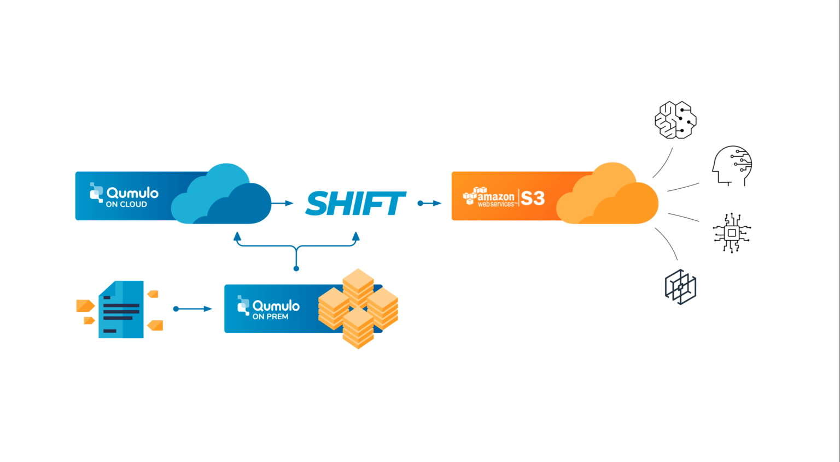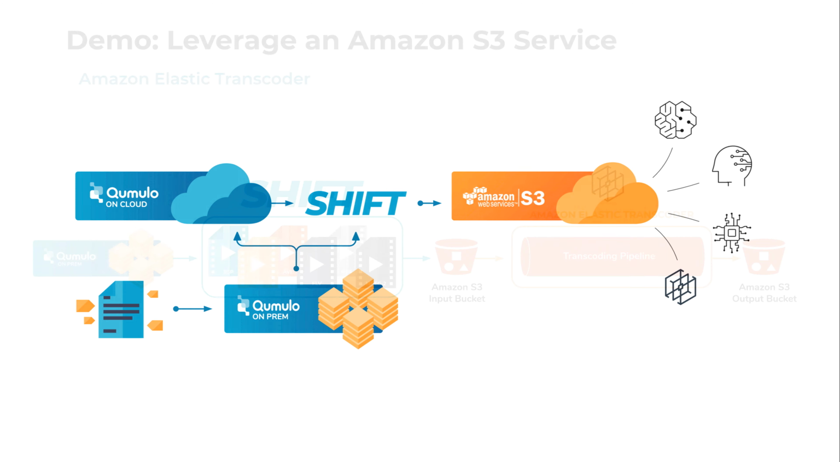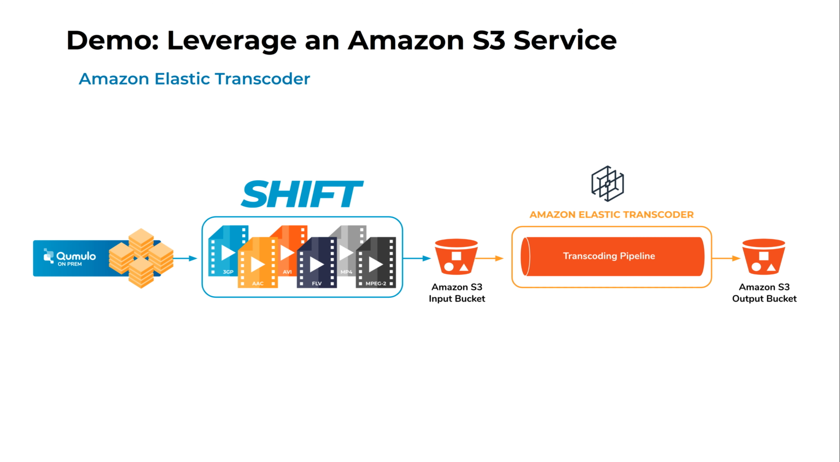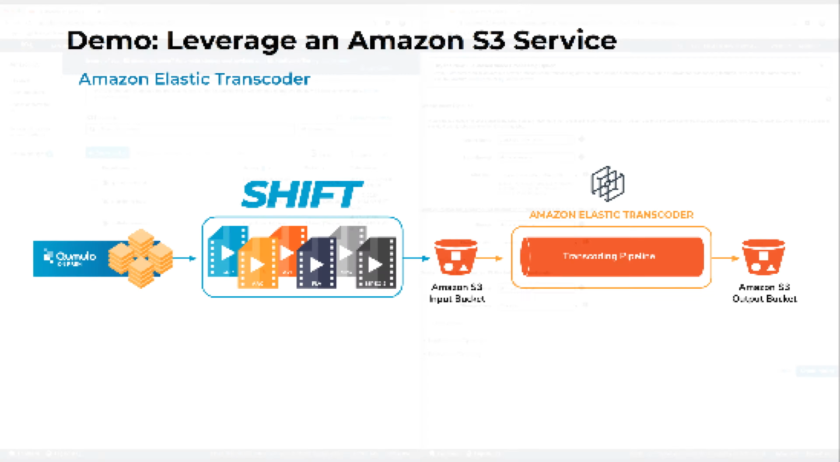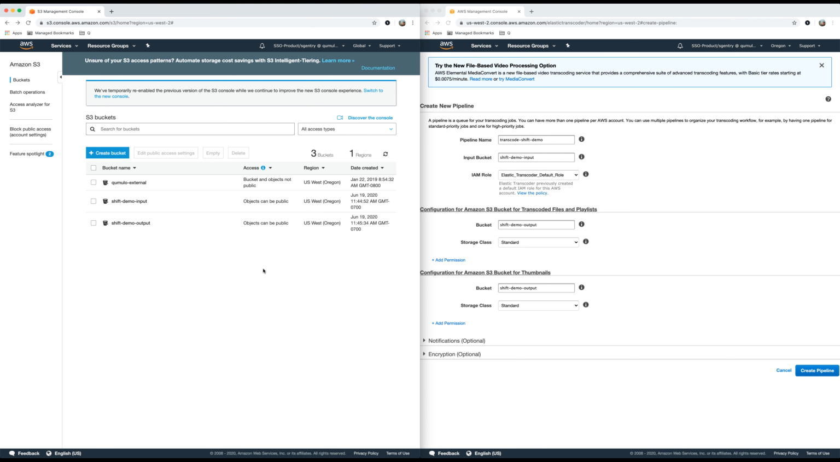But don't take my word for it, let's jump into a demo so I can show you how this is done. So today we're going to leverage an Amazon S3 service, in this case Amazon Elastic Transcoder. We're going to take a crisp 4K video from our Qumulo on-prem cluster and shift it to an Amazon S3 bucket, and then push it through a transcoding pipeline which will downsample that 4K video from 4K down to 1080p to 720p, depending on your workflow requirements. So first let's take a look at the initial setup of our environment.